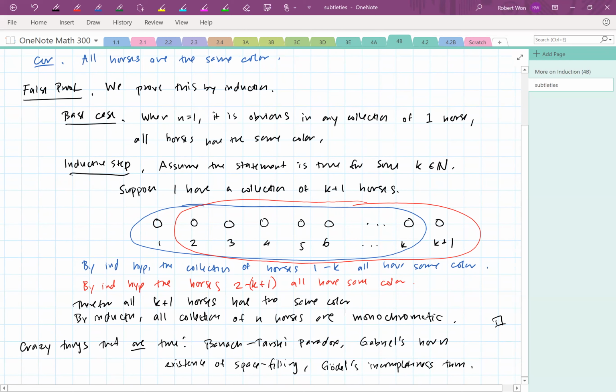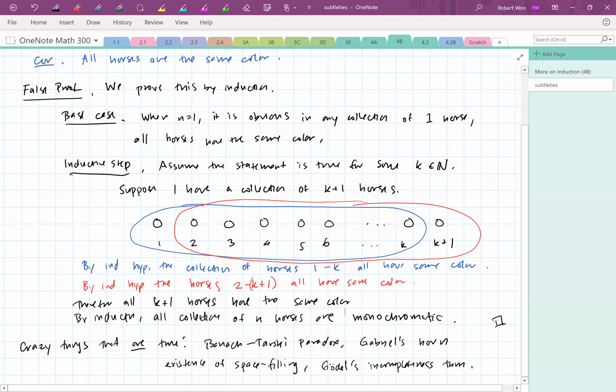And the problem with this inductive step is that it doesn't work when k equals 1, because the picture is misleading when k equals 1. This inductive step needs to work for every single k, because the first domino needs to knock over the second domino, which needs to knock over the third domino, which needs to knock over the fourth domino.